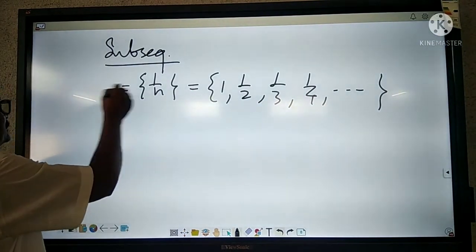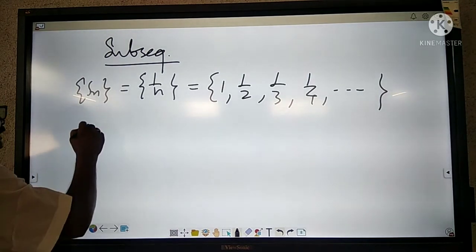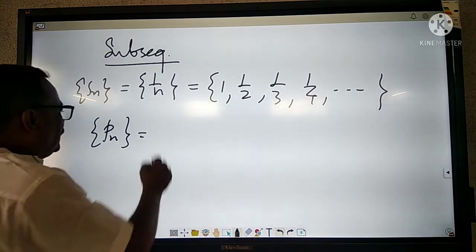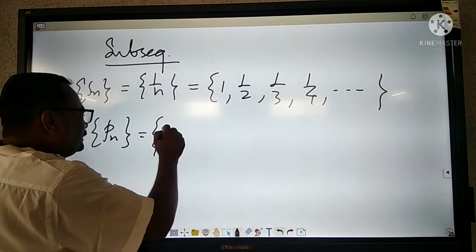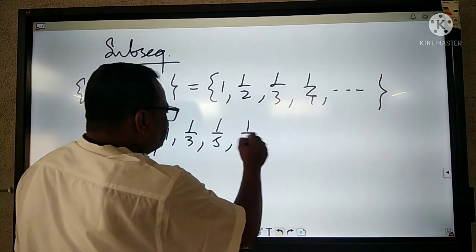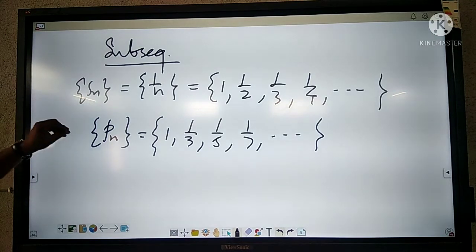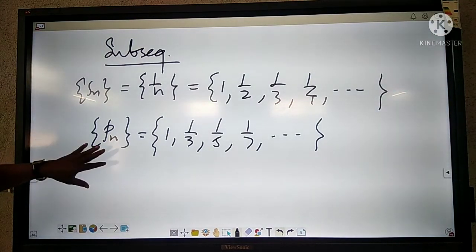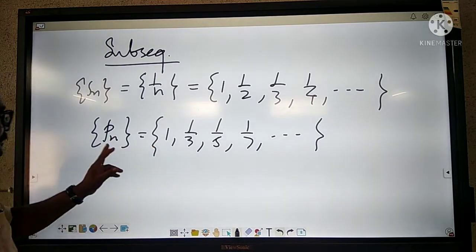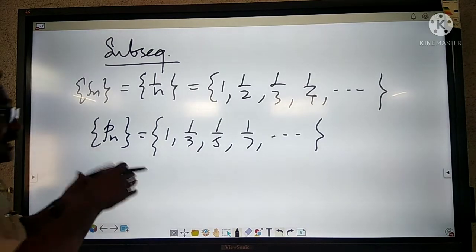Suppose this is the sequence Sn. We give a name to the sequence Sn. Now suppose another sequence Pn, for example, and the Pn is in this way: 1 by 3, 1 by 5, 1 by 7, dot dot dot. Then we can say that the sequence Pn is a subsequence of the sequence Sn, clearly, because all the terms in the sequence Pn are in Sn and they are in order.